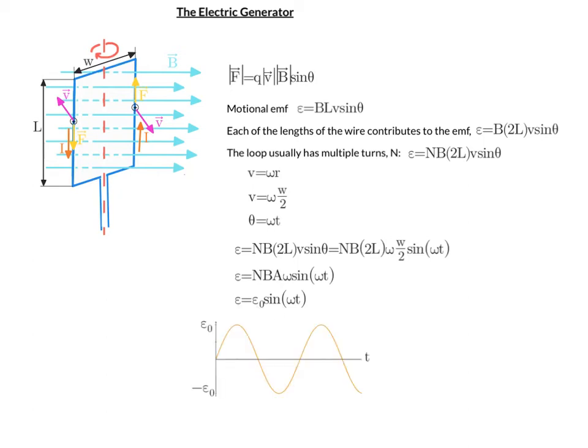So we have something that looks like this. There is an EMF, a voltage that is produced by this loop that is moving in the magnetic field, and it fluctuates between some maximum EMF and minimum EMF, and that is given by the number of turns. So the more turns, the more EMF, magnetic field, area, and omega.